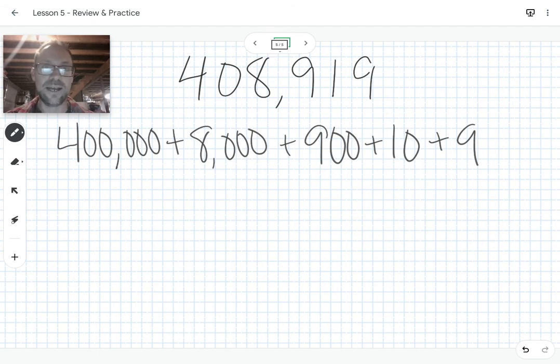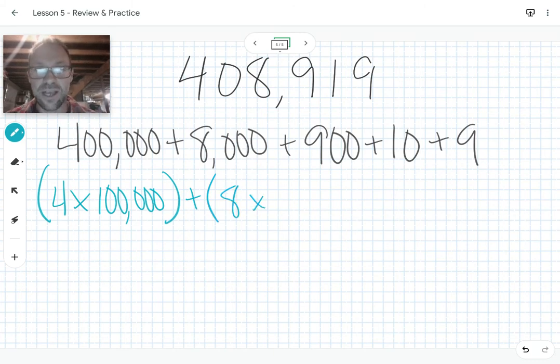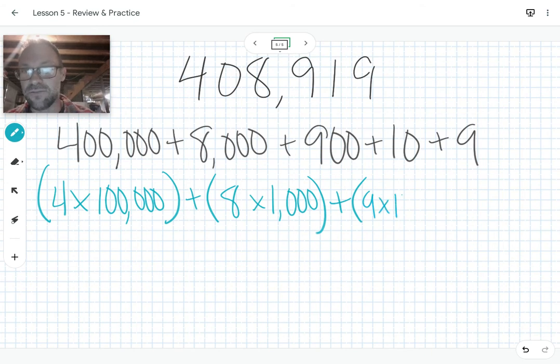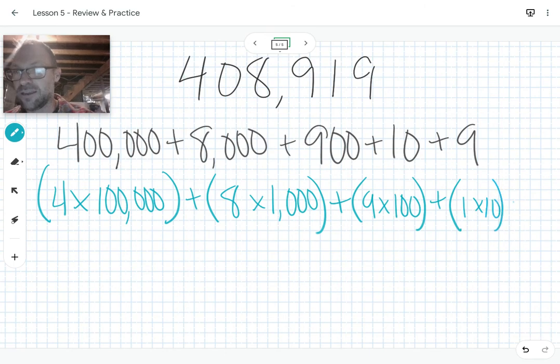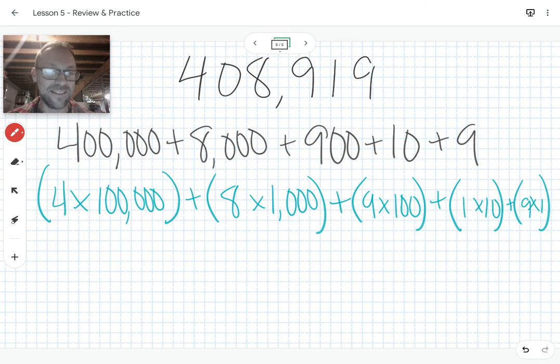Okay, let's break that out into our powers of 10. Let's see, how many groups of 100,000 do we have? Looks like we have 4 times 100,000, or 4 groups of 100,000, plus 8 groups of 1,000, plus 9 groups of 100, plus 1 group of 10, plus 9 groups of 1. Whew, I barely fit that in. All right, now let's use our exponential form of these powers of 10. Let's go to our pattern.